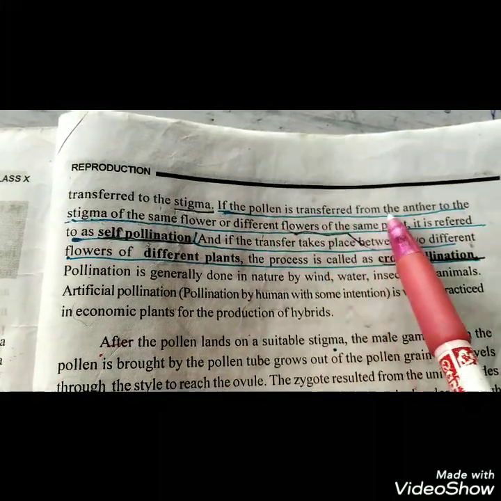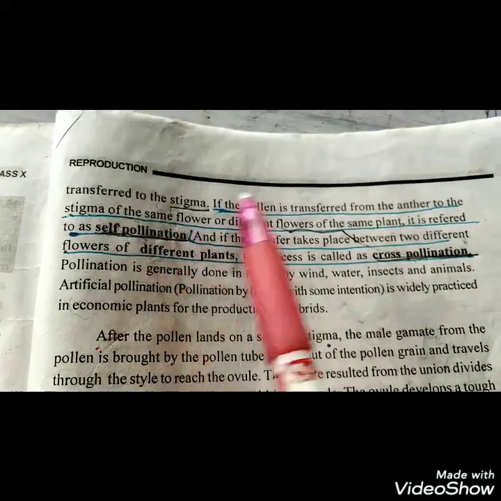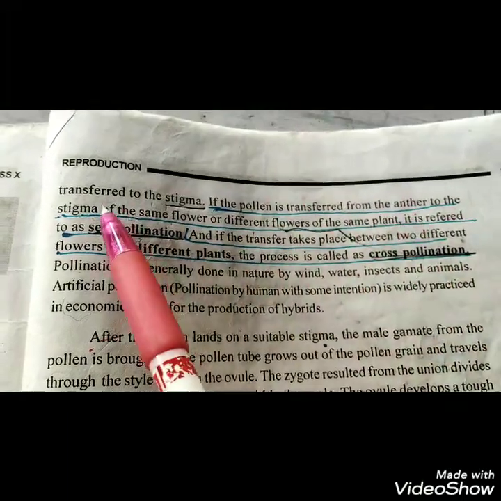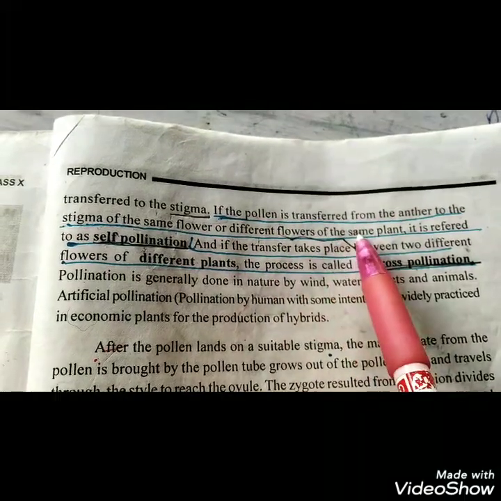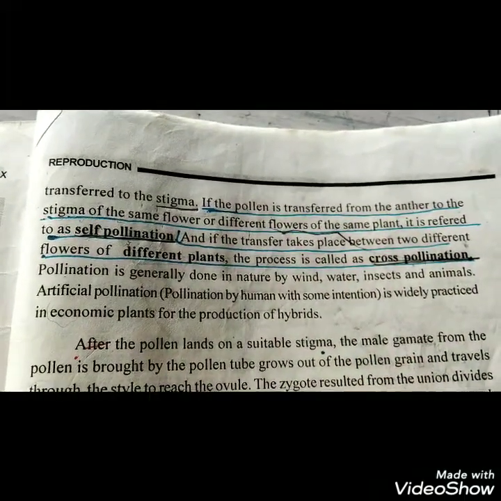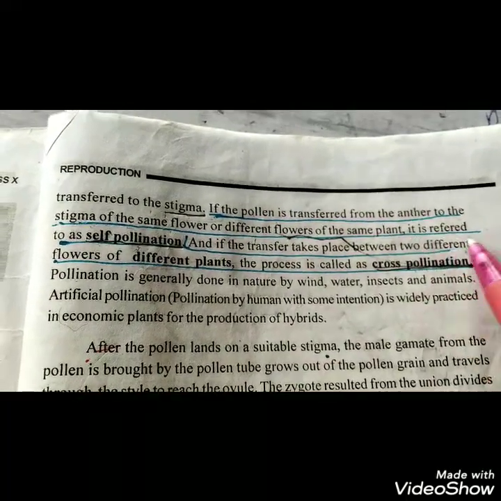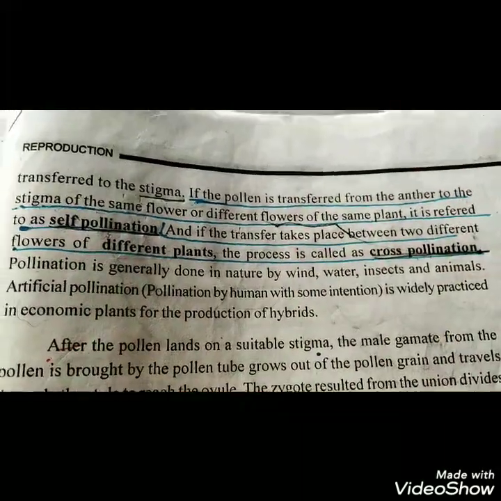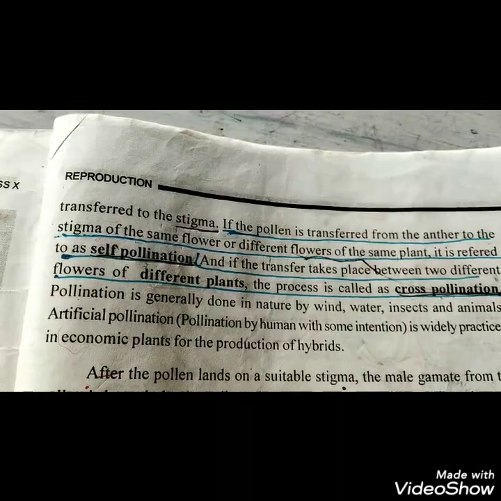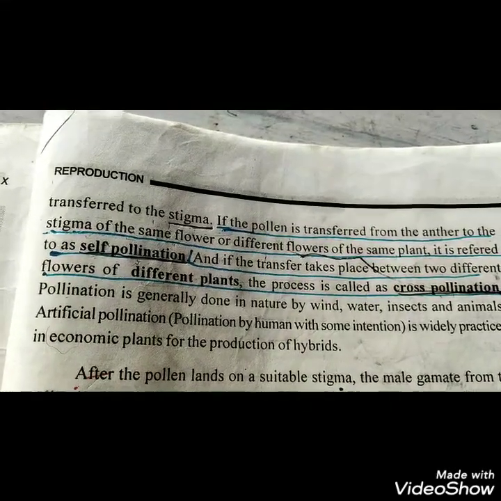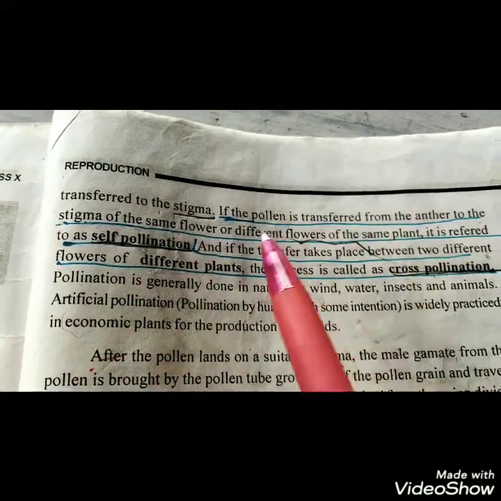If the pollen is transferred from the anther to the stigma of the same flower, or a different flower of the same plant, it is referred to as self pollination. For example, in the hibiscus, if the pollen grain which is released from the anther is transferred to the stigma of the hibiscus plant, then that type of pollination is called self-pollination.